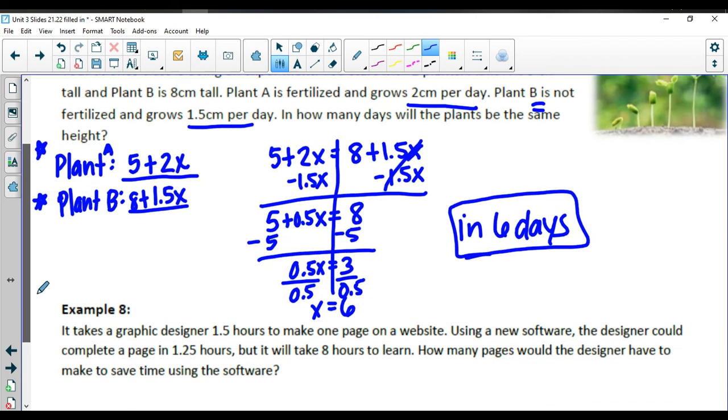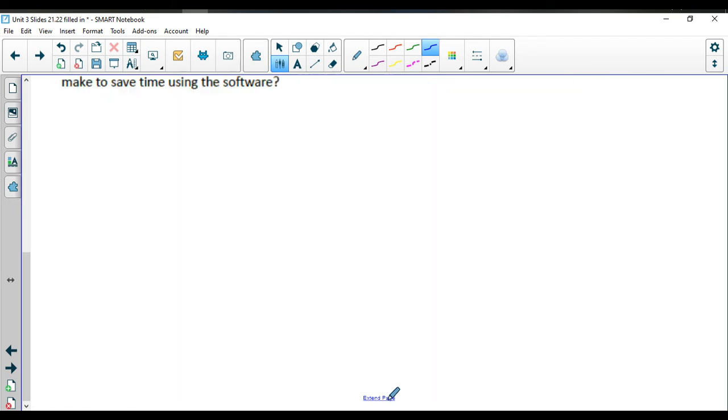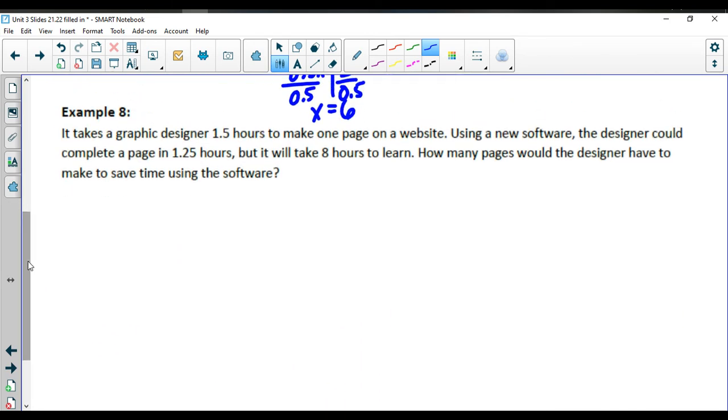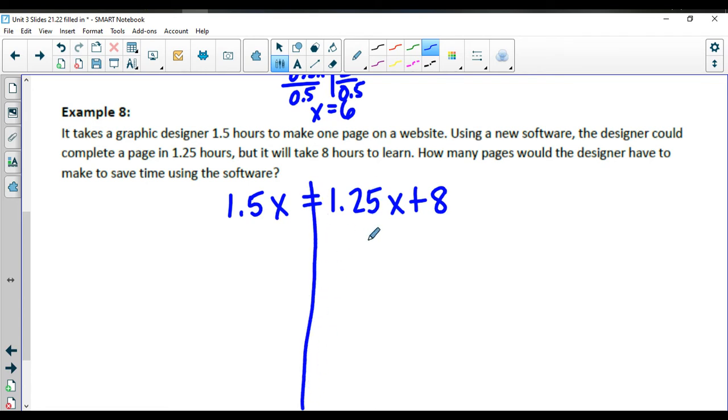Take a look at example number 8. It takes a graphic designer 1.5 hours to make one page on a website. Using a new software, the designer could complete a page in 1.25 hours, but it will take 8 hours to learn. How many pages would the designer have to make to save time using the software? So without the software, it's just 1.5 hours per page. We're going to find out when are these two equal. With the new software, it would be 1.25 hours per page plus the 8 hours of training. So we do have to take that into account.